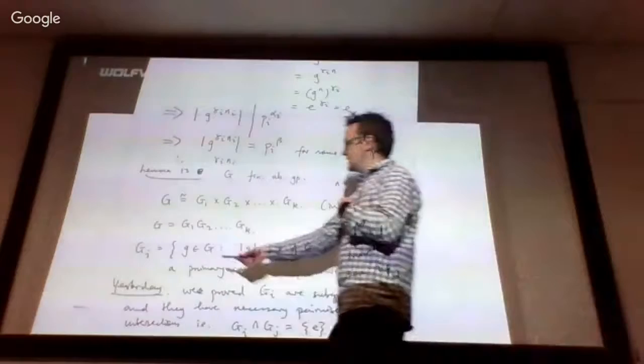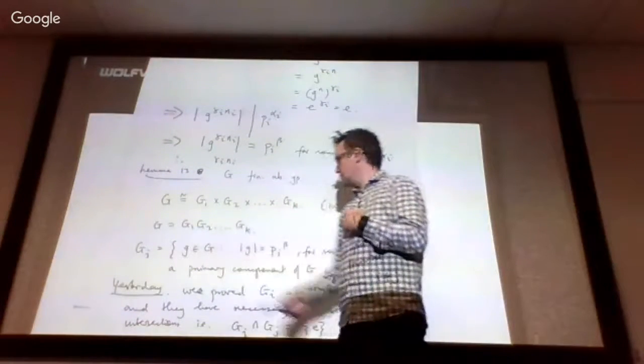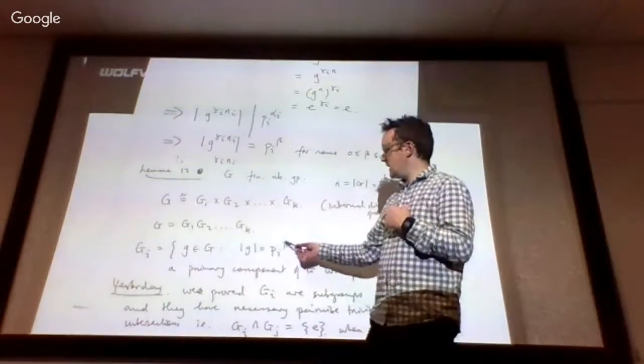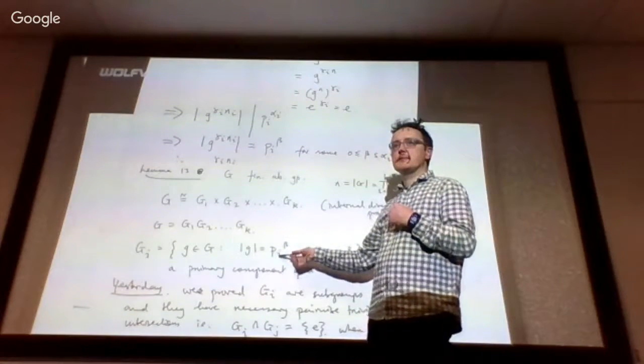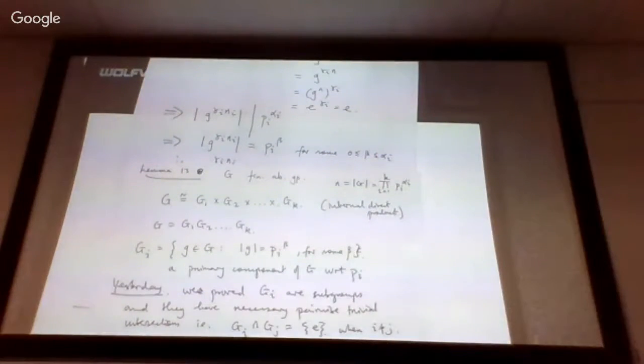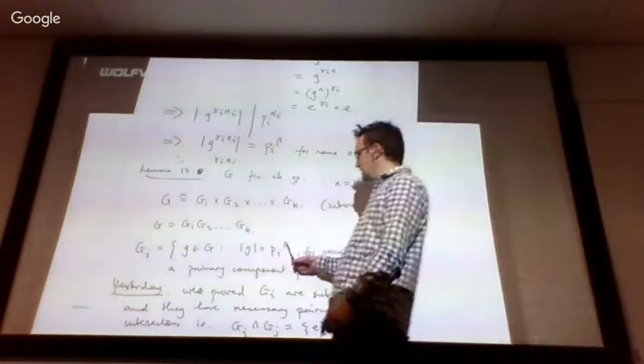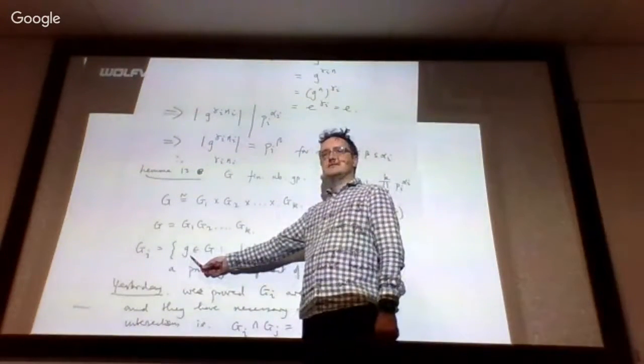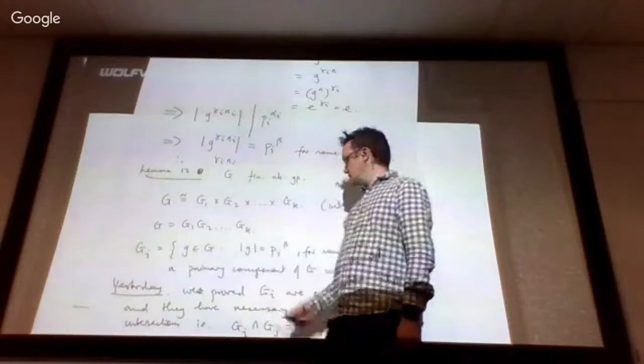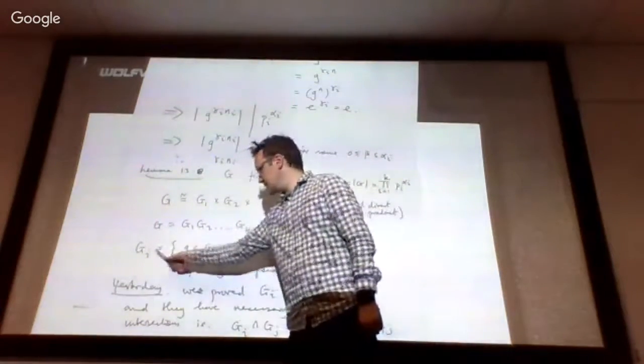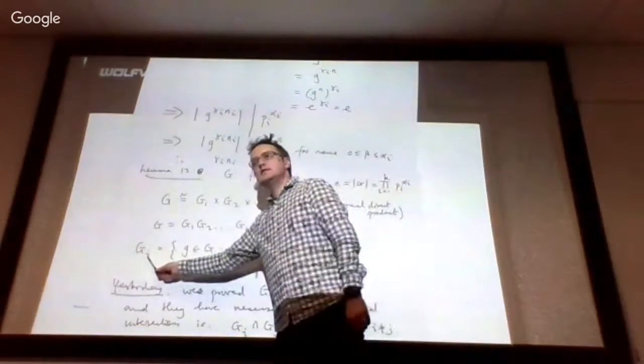G_i consists of all the elements whose orders are some power of a particular prime p_i. So the prime is always the same, but the beta can differ for different elements. But the p_i is unique. The p_i is attached, it's the same index i.